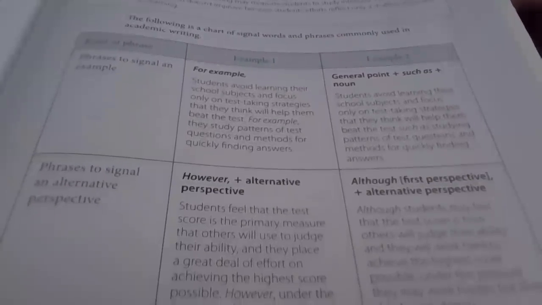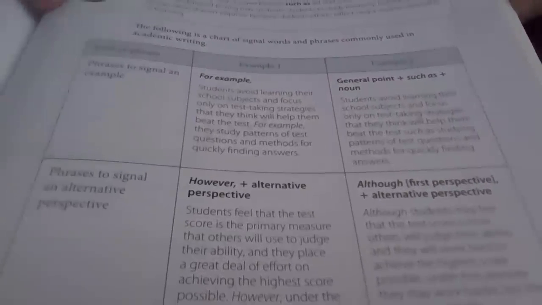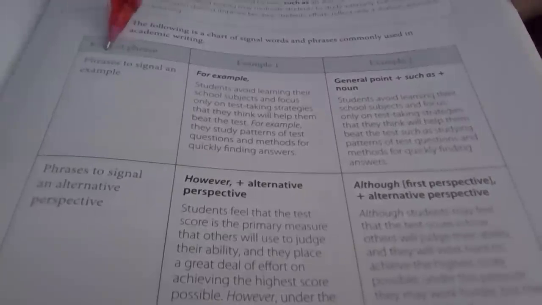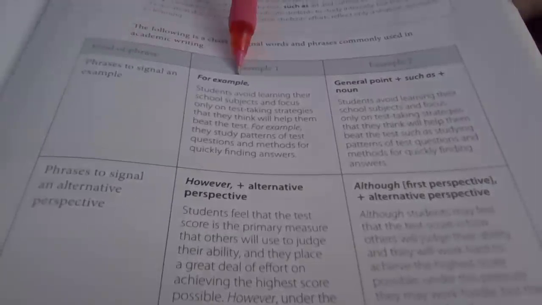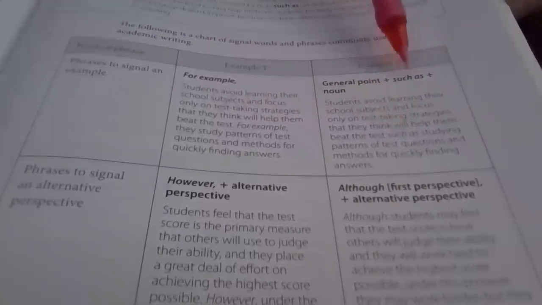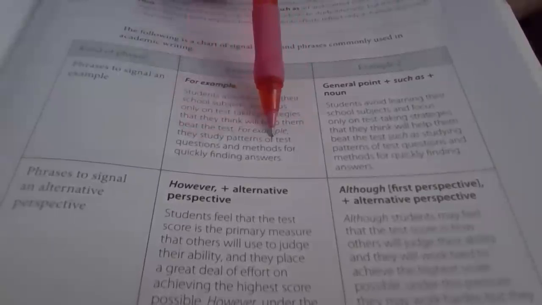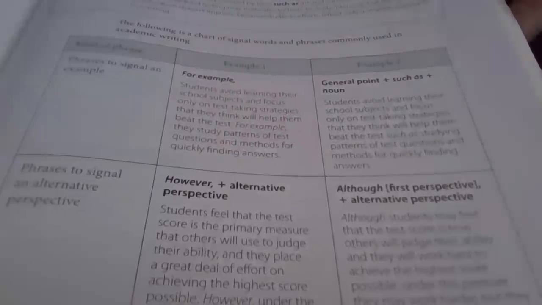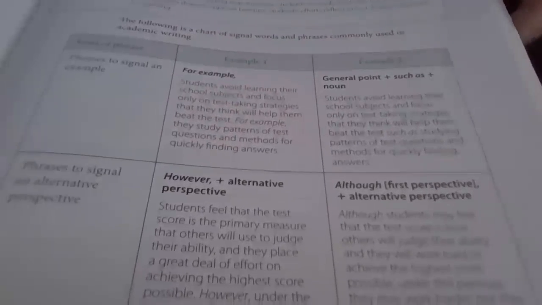Right now we have just a couple of commonly used phrases. A phrase to signal an example, like for example, or a general point such as. But remember, such as is part of the sentence. Such as does not begin a new sentence. For example begins a new sentence. For example, comma, they study patterns of test questions and methods for quickly finding answers. So that, I think we know, but that's a good reminder.